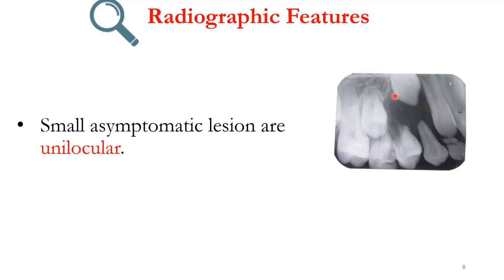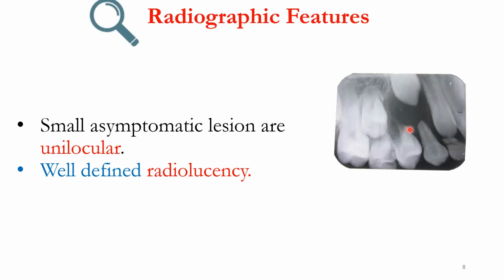Here in this case, because it is still small, you can see that it is associated with an impacted tooth and that it is unilocular. It's a well-defined radiolucency. What is the meaning of well-defined? Well-defined means that the periphery of the radiolucency shows some kind of sclerotic activity. Hence, the border between the abnormal and the normal is very clear.